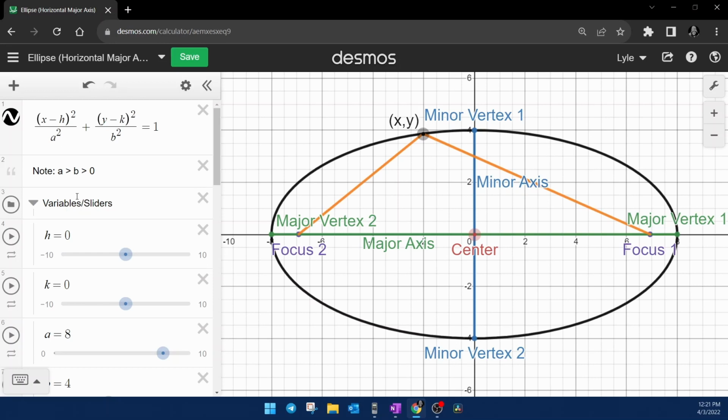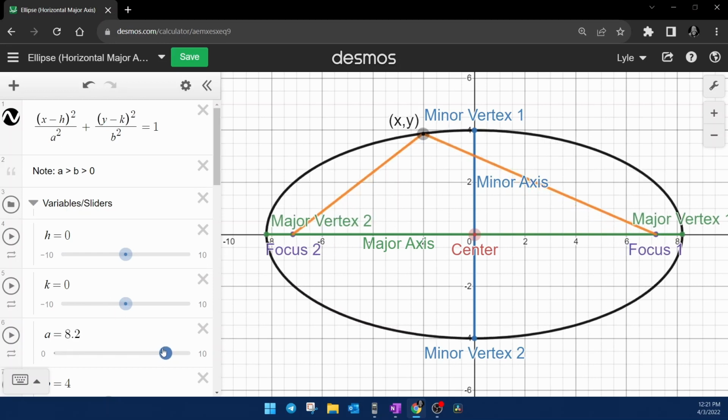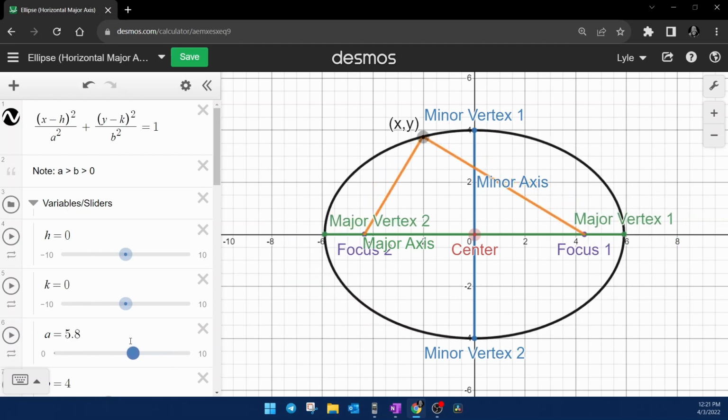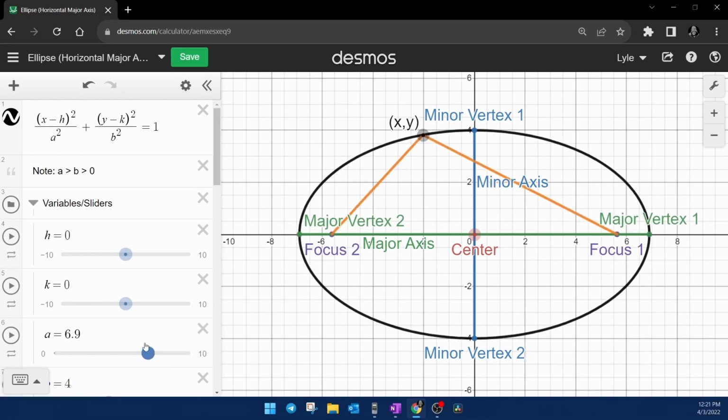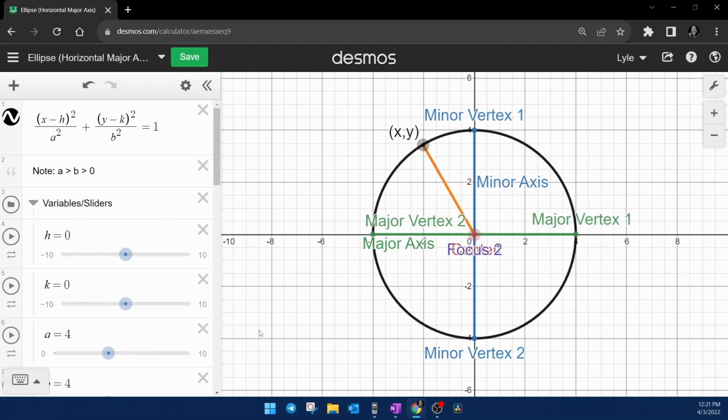The value of a is going to adjust the length of the major axis, making it shorter or longer. And if we bring that all the way in so that the foci are at the center, I want you to notice that that does make a circle. So a circle is a special kind of ellipse where the foci are also at the center.